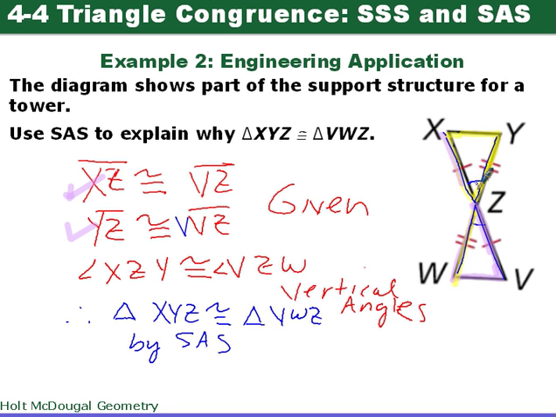So I have my congruent marks there. And now we can say that triangle XYZ is congruent to VWZ by SAS. When you're using these postulates, sometimes it's easy if you don't pick up your pen or your pencil when you're doing these.